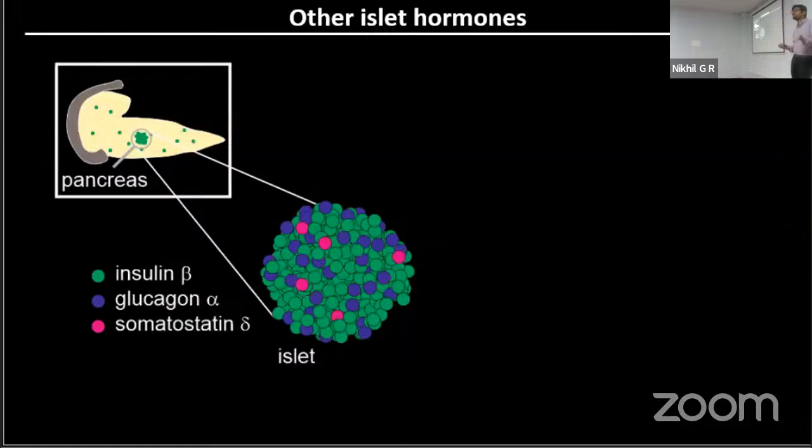But there are also different cell types. I told you about an islet, which has insulin secreting beta cells, there's alpha cells, there's delta cells, etc.